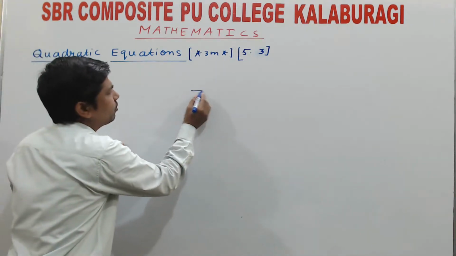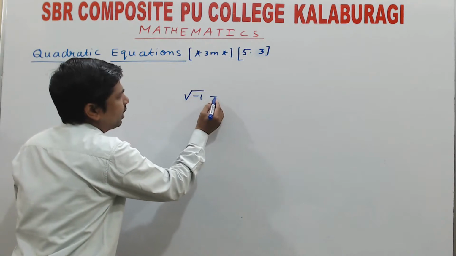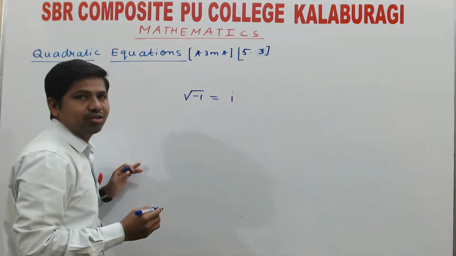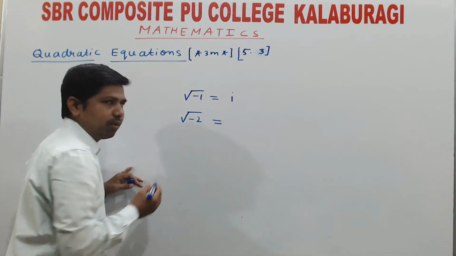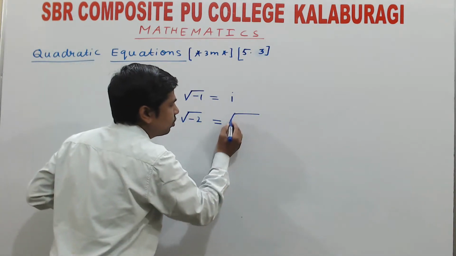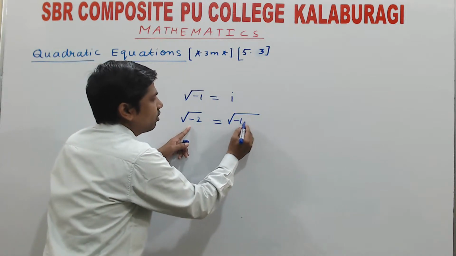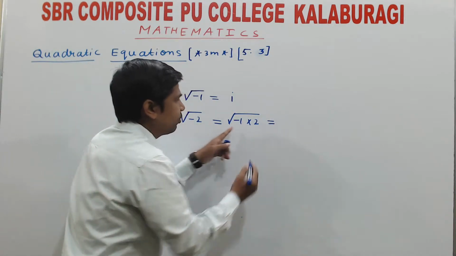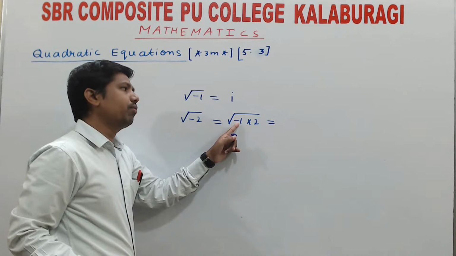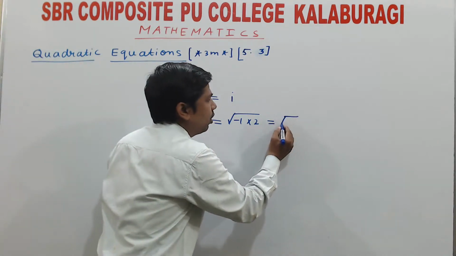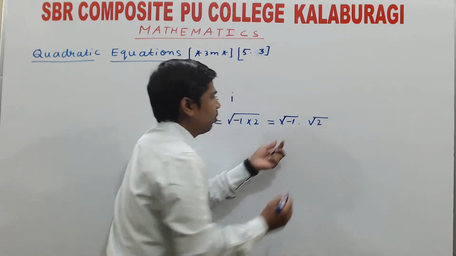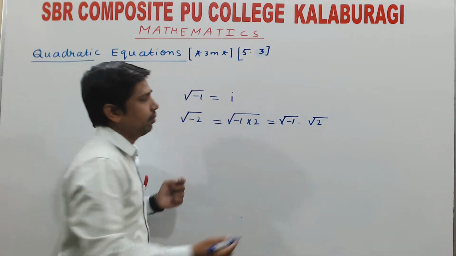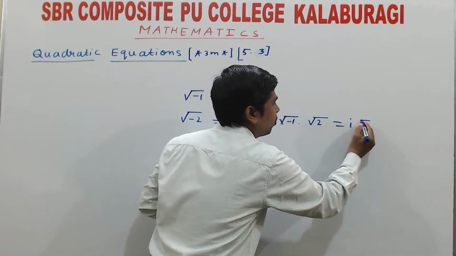And what is root of minus 1? It is I. Root of minus 1 is I. What will be root of minus 2? So this root of minus 2 can be written as root of minus 1 into 2. Right? Root of a into b is root a into root b. That is root of minus 1 into root of 2. What is root of minus 1? It is I. So this is written as I into root 2.